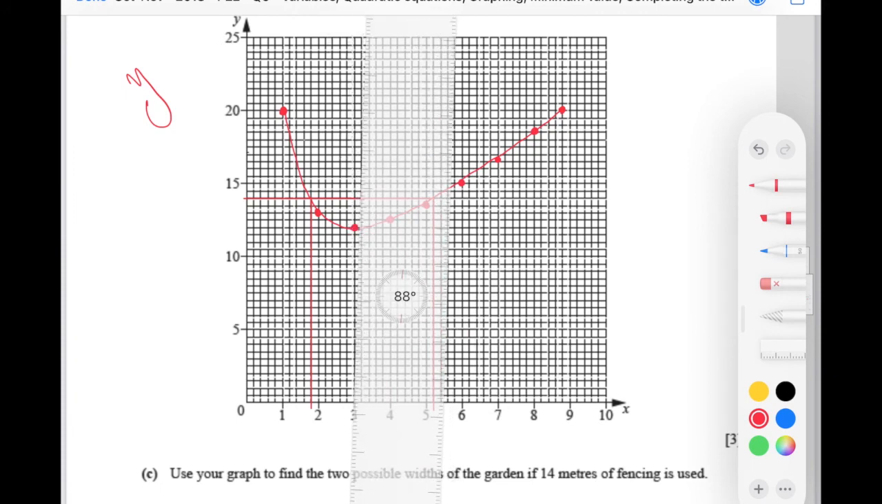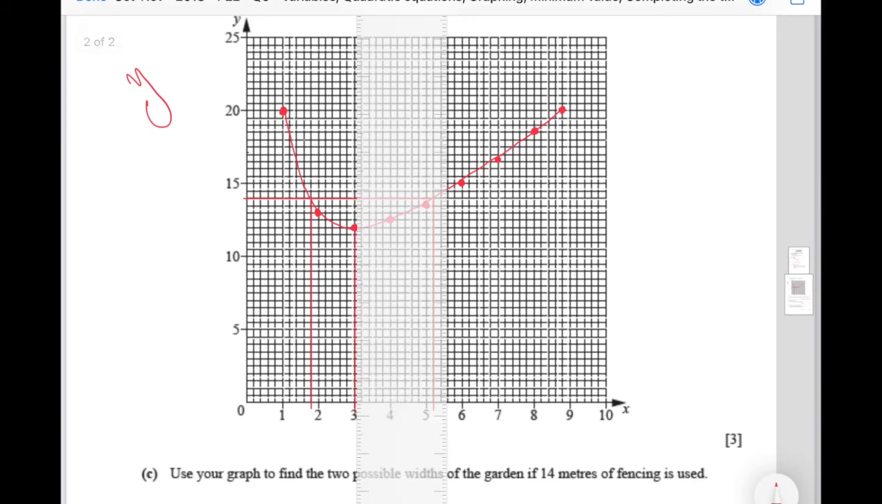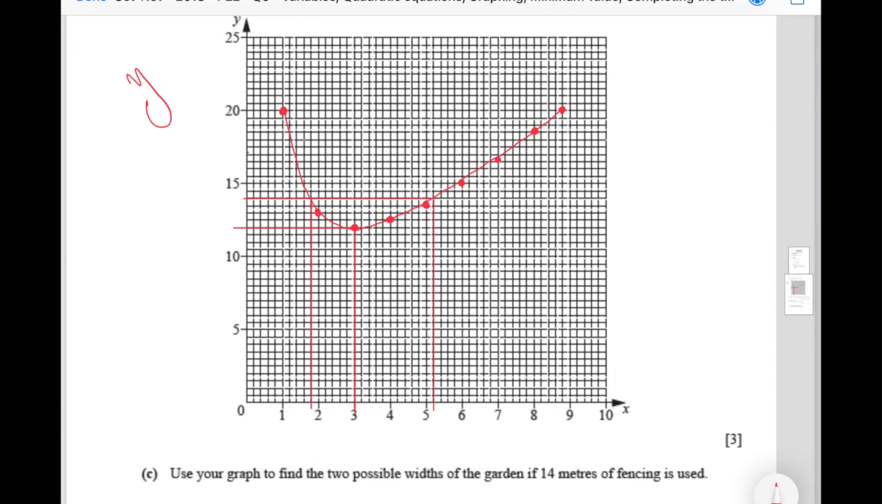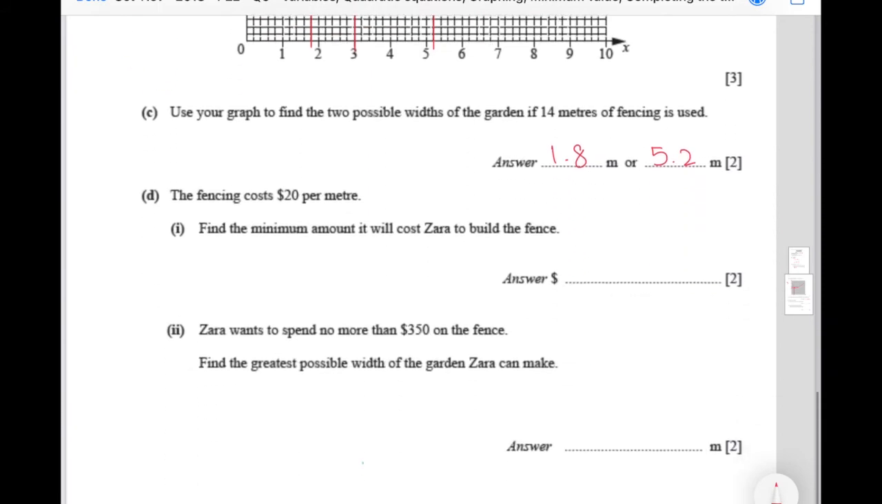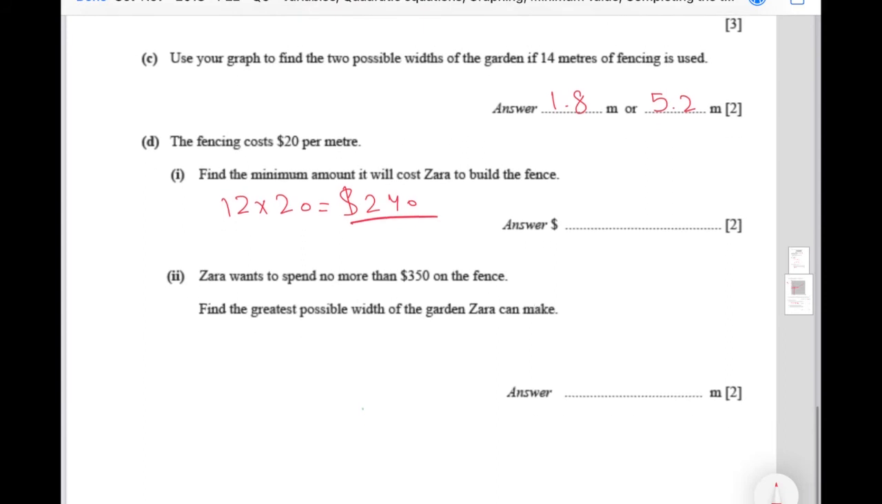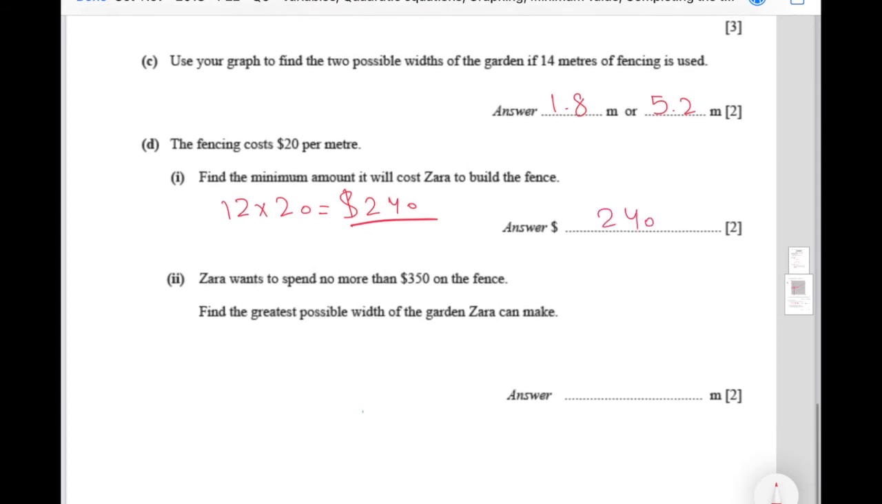At this point, this is the minimum point. At this point, the fencing is about 12. So 12 meters of fencing being multiplied by $20. 12 times 20 gives us $240. That is the amount of money Zara had to pay. So $240 right here. The last part says Zara wants to spend no more than $350 on the fence.